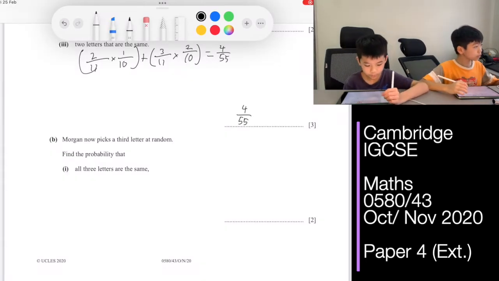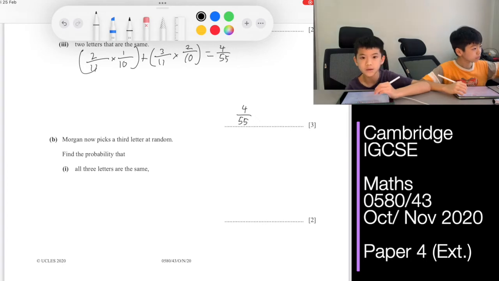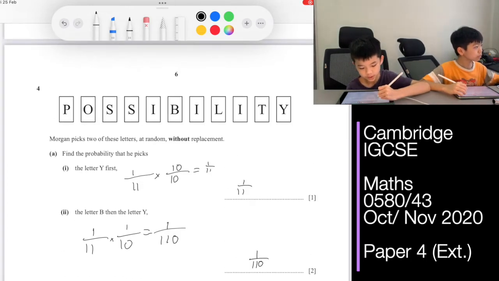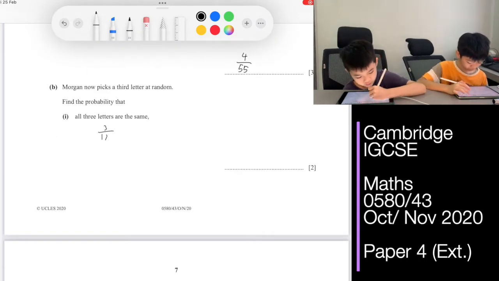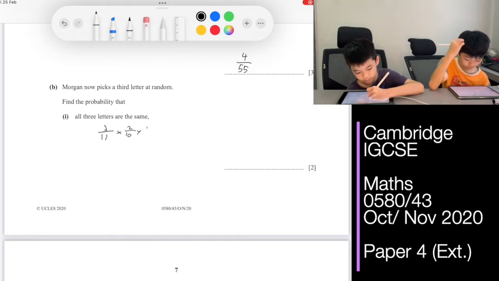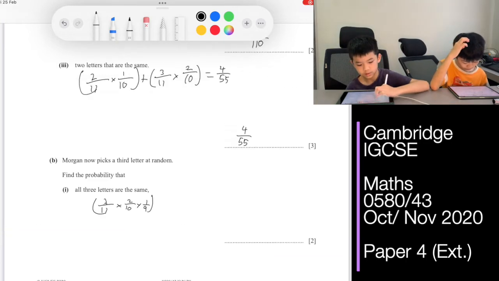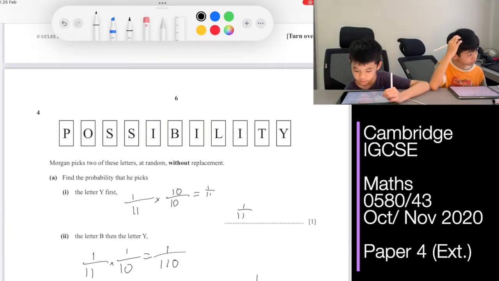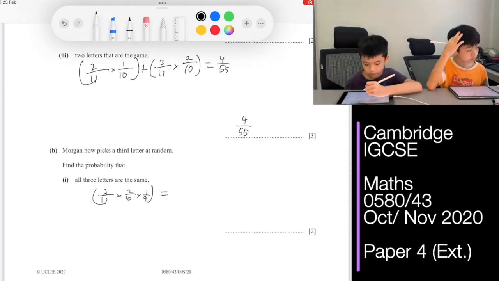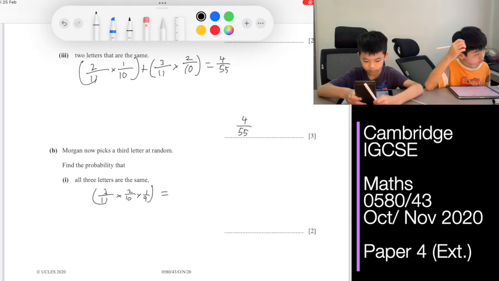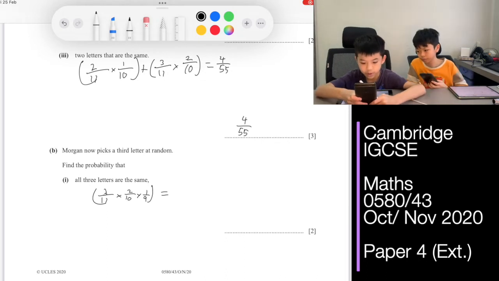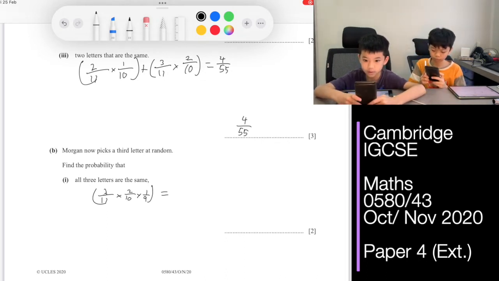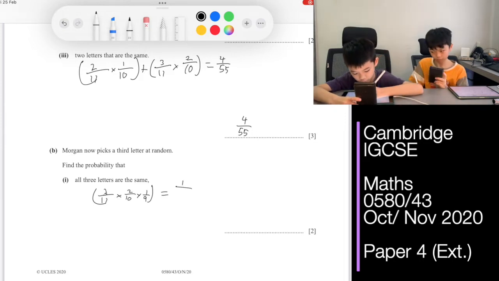Okay, for question B, Morgan now picks a third letter at random. Find the probability that all three letters are the same. So we need to find a letter that has 3 of it. P only has 1, A only has 1, S only has 2, I has 3. So it's 3 11ths, multiply 2 tenths, multiply 1 ninth. And then, are there any others with 3? There's no others with 3. So that would be 3 11ths, multiply 2 tenths, multiply 1 ninth, which is 1 over 165.